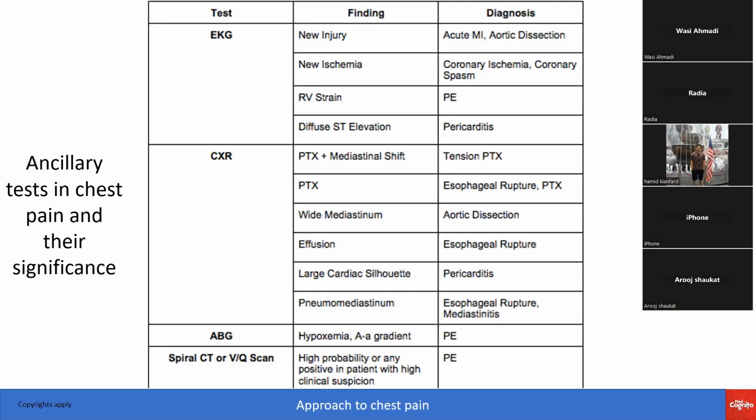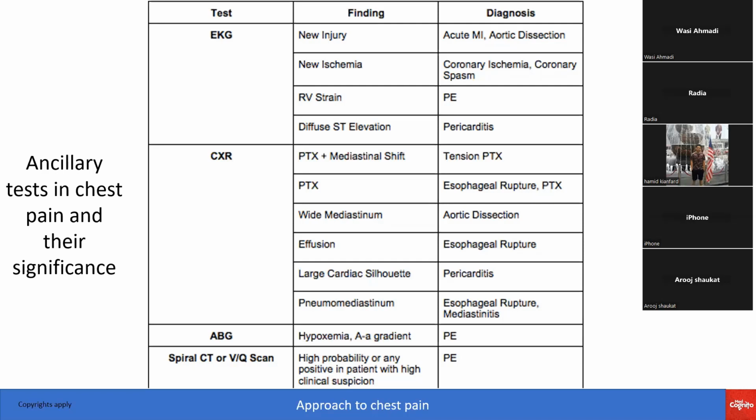All right. We also learned today that if you have a patient with chest pain and you do your ECG and you see a right ventricular strain pattern, think about pulmonary embolism. If you have a patient with chest pain, you do your ECG and there's diffuse ST segment elevation, it is in all the leads, think about pericarditis.